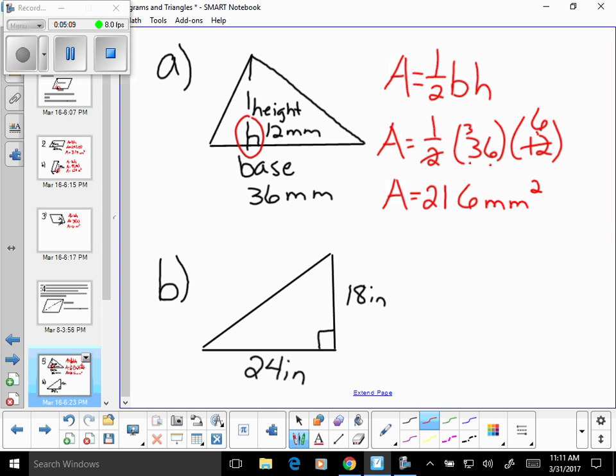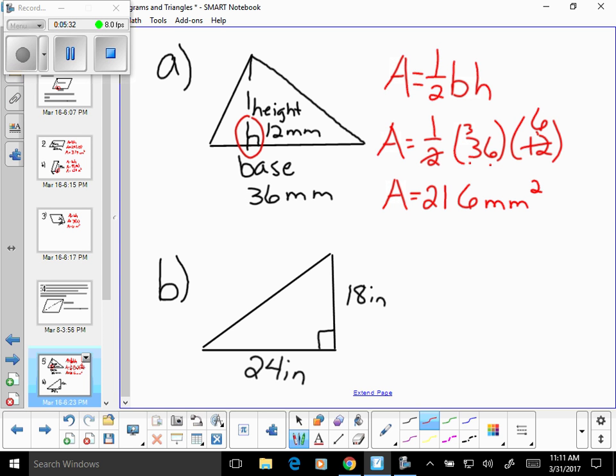Now, notice, again, that you're going to have that height making a right angle. Also, what would have happened if this would have been a height of 11 and a base of 35? I probably would have used a calculator and put 0.5 times 35 times 11 into my calculator. Let's look at example B.